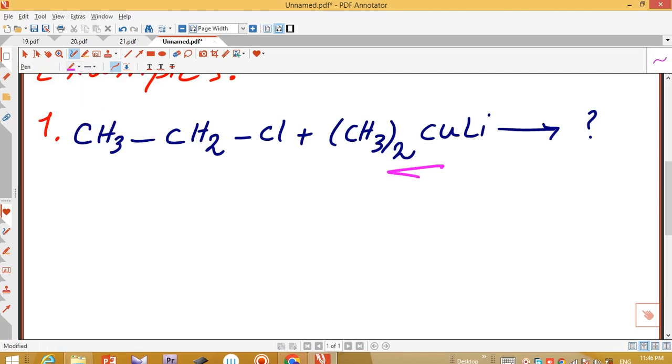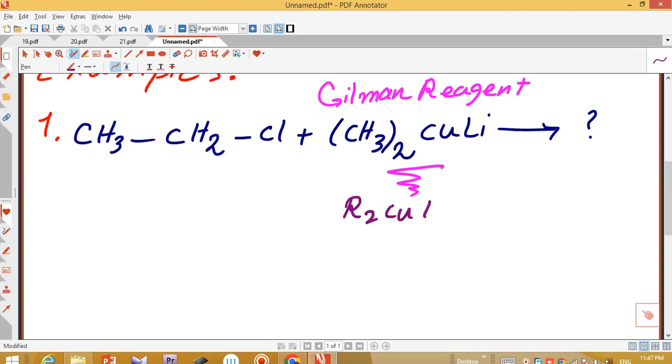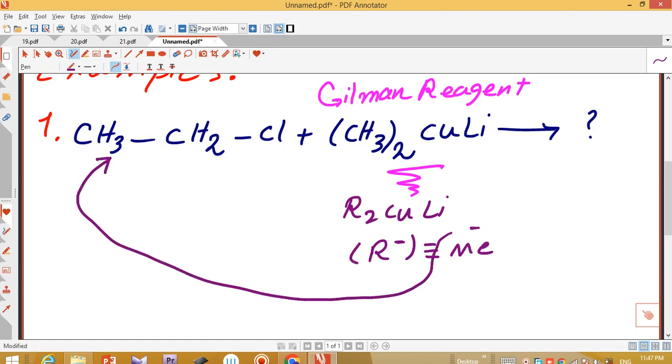So here, my friends, we have R2CuLi. Zahra, what told us when you have R2CuLi? This is Gilman reagent. In Gilman reagent, what is the nucleophile? What is negative? What is the carbanion? R2CuLi. That's right. So R is negative. Which is R here? Methyl is R here. So methyl is our nucleophile that can attack our substrate. Which is our substrate? Ethyl chloride.